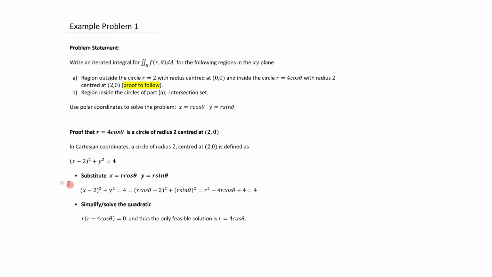The next step is to substitute x equals r cos theta and y equals r sin theta into this expression. After simplification, we end up with r squared minus 4r cos theta plus 4 equals 4. The 4 disappears, and then we can factor r out, and we end up with r times (r minus 4 cos theta) equals 0. Well, one solution would be r equals 0. Of course, that's not a feasible solution. That means the only other possible solution is r minus 4 cos theta equals 0, which is equivalent to saying that r equals 4 cos theta.